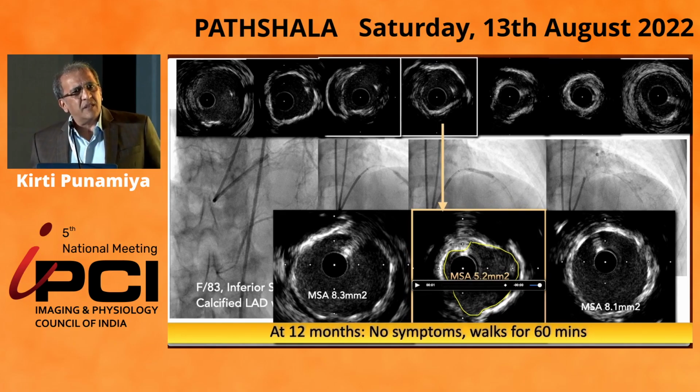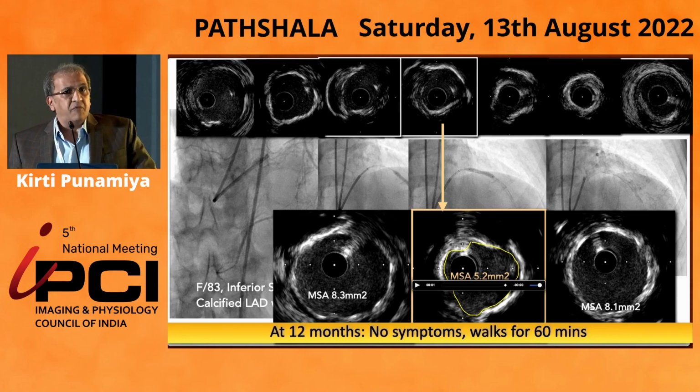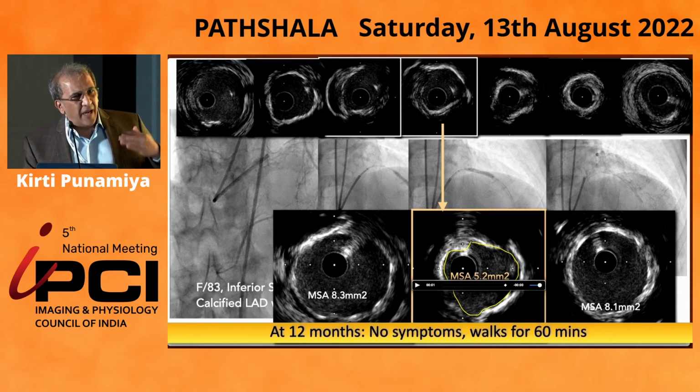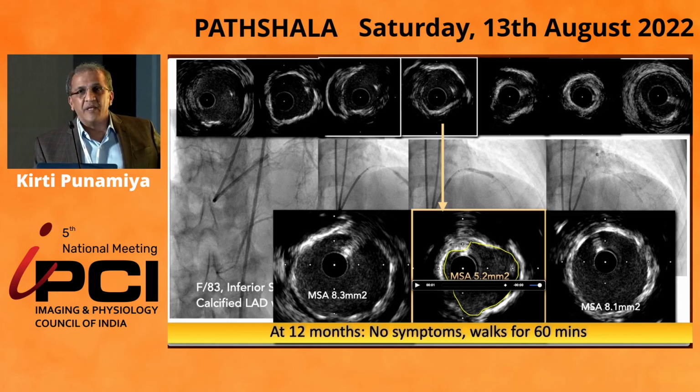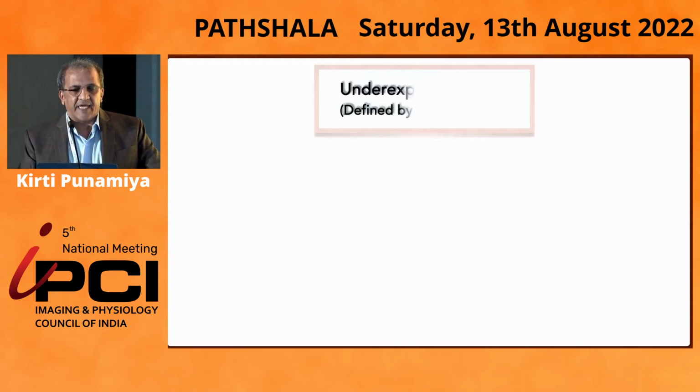So the question is, this patient goes home, does well, continues to do well, walks around 5 to 6 kilometers per day, and she's a very, very active lady, 80. So the question is, how far should we go with chasing these unexpanded stents?